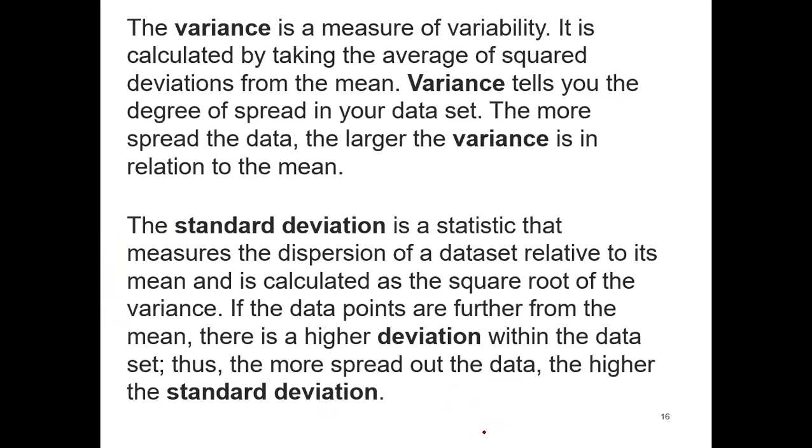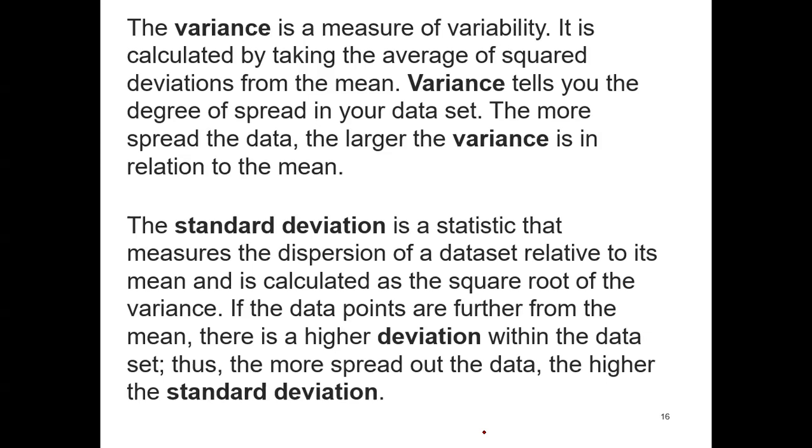Next, let's move to variance and standard deviation. Okay. The variance is a measure of variability. It is calculated by taking the average of squared deviations from the mean. So variance can be found by squaring the standard deviation. Once the standard deviation is squared, you get the variance.